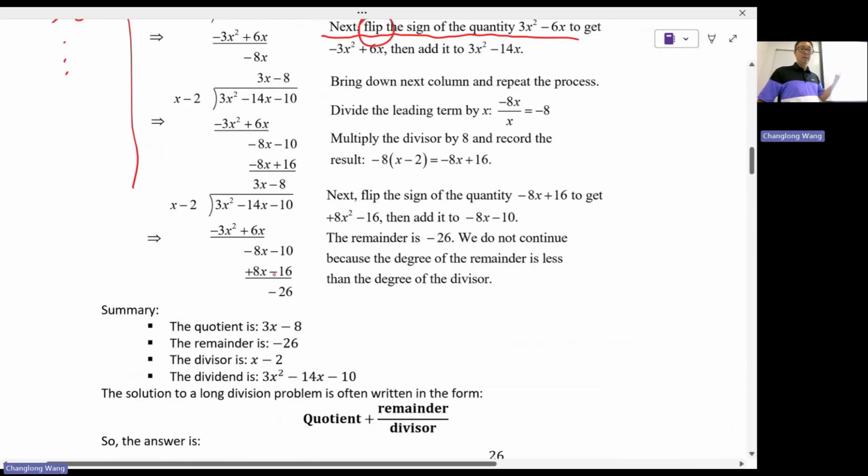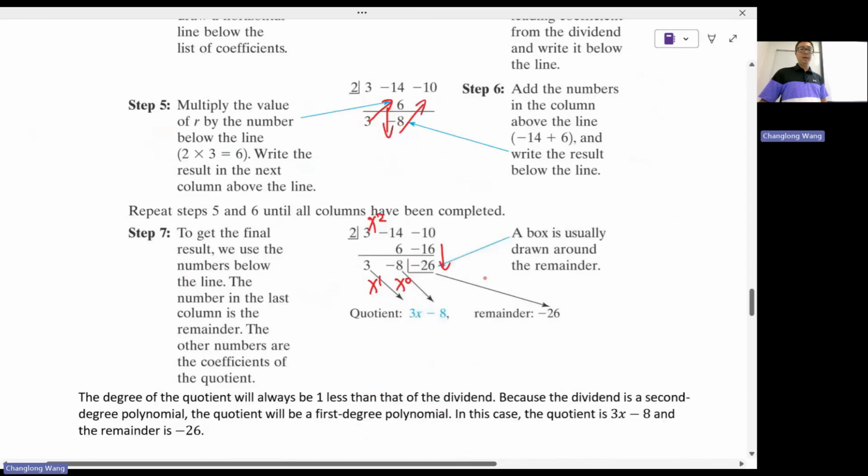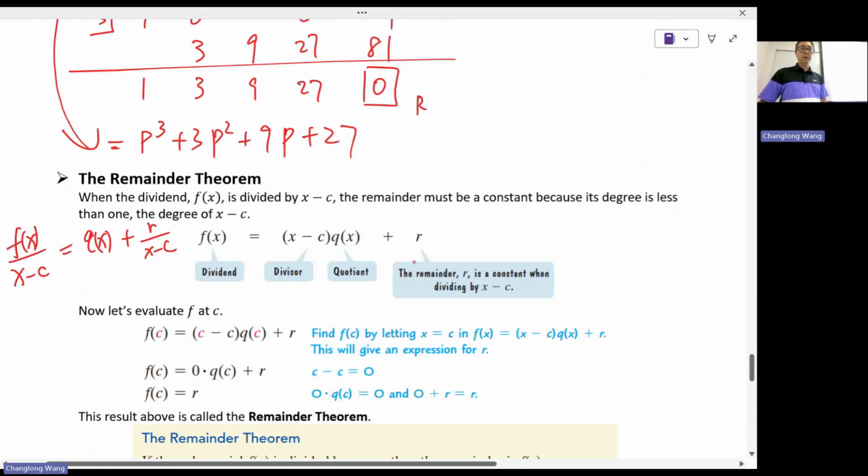Why do you think we stop dividing when we reach 27, 1 negative 26? Some people say, oh, you don't have anything to bring down. Yeah, that's one of the reasons. But do you see that this is degree 0 compared to the degree 1 divisor? It is not divisible anymore. Therefore, it guarantees that if you divide any polynomial by a degree 1 divisor, you will get a constant remainder, which can also be 0. It depends on the actual dividend, but you must get a constant r.